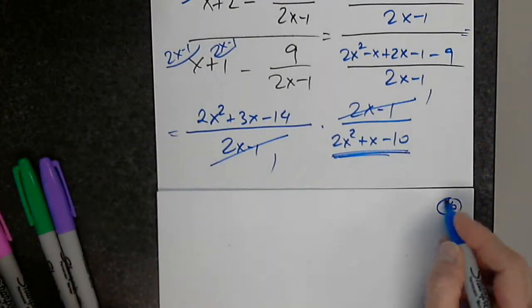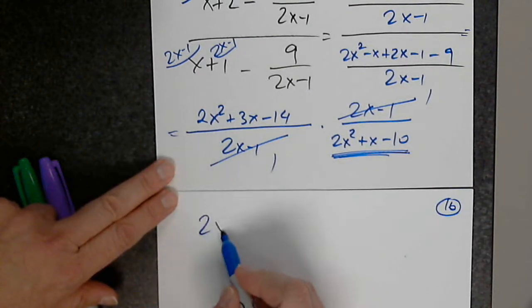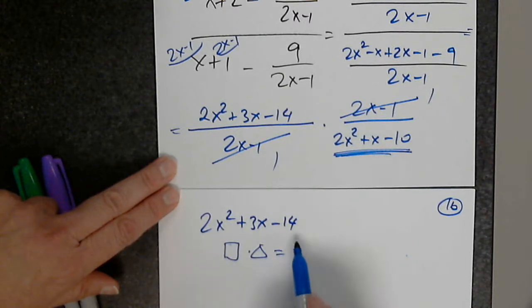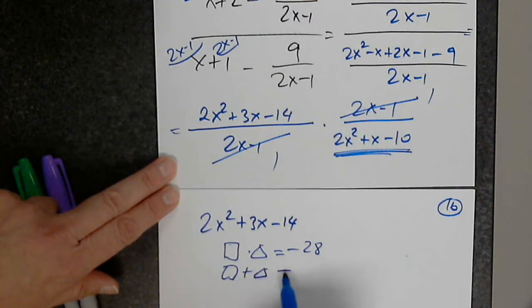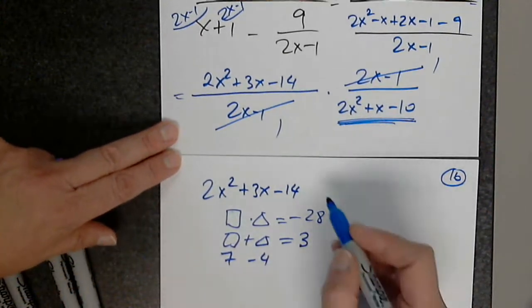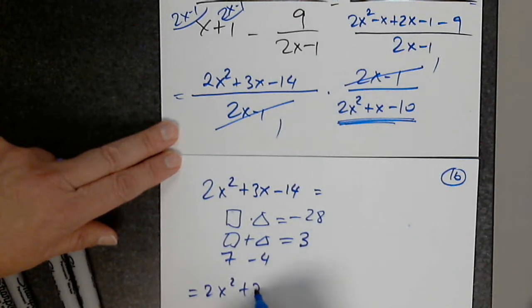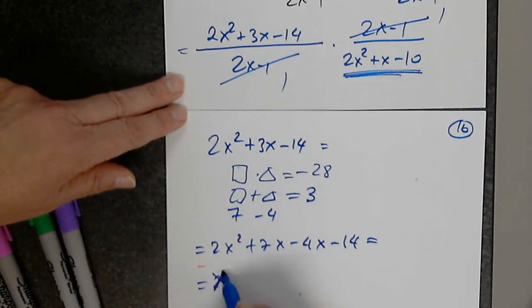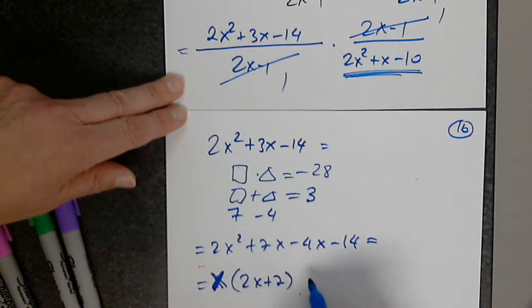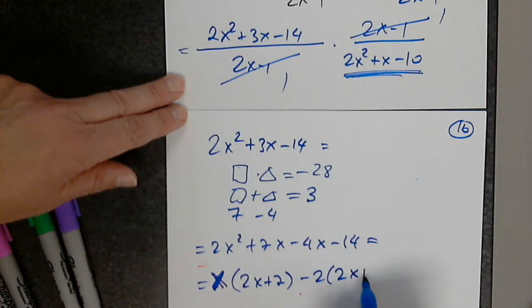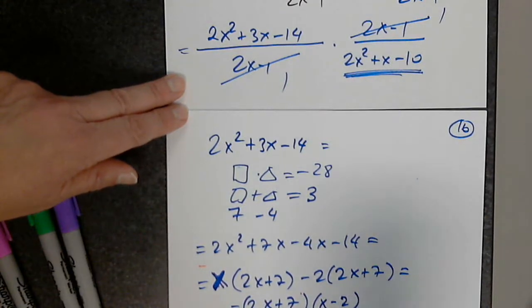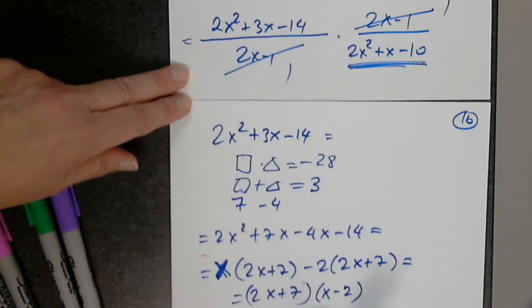So now the numerator, 2x squared plus 3x minus 14. I'm looking for two numbers whose product is negative 28 and whose sum is positive 3, and they have to be 7 and negative 4. So therefore, this is 2x squared plus 7x minus 4x and minus 14. So I have x and 2x plus 7 and minus 2 and 2x plus 7. So I know this is 2x plus 7 times x minus 2. That's for the top. I repeat for the bottom.